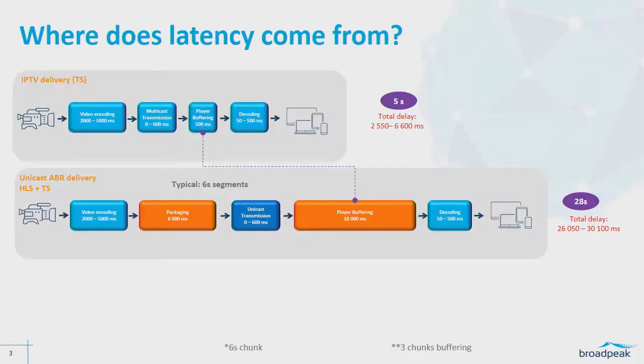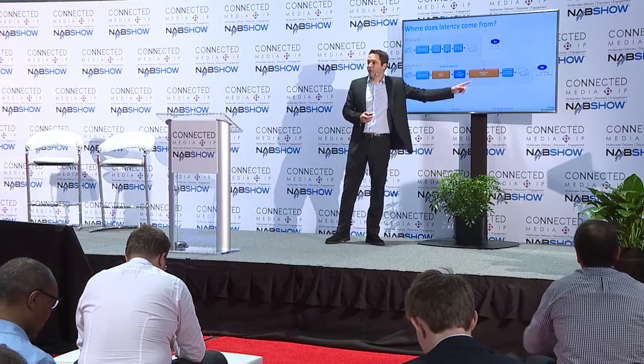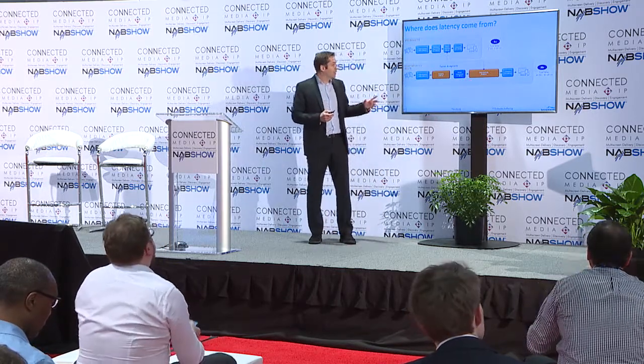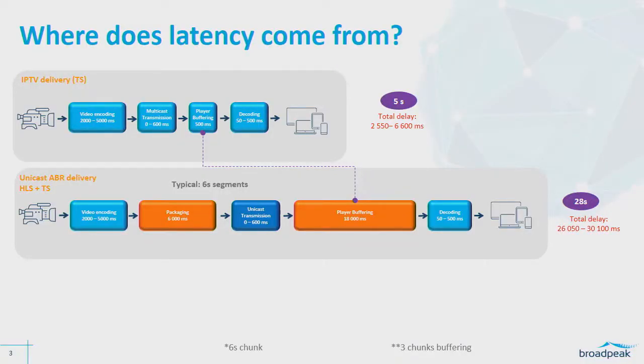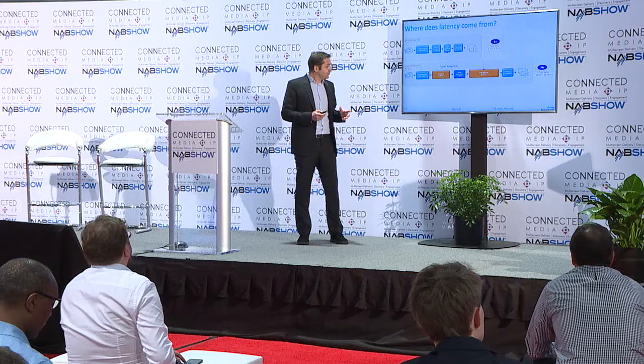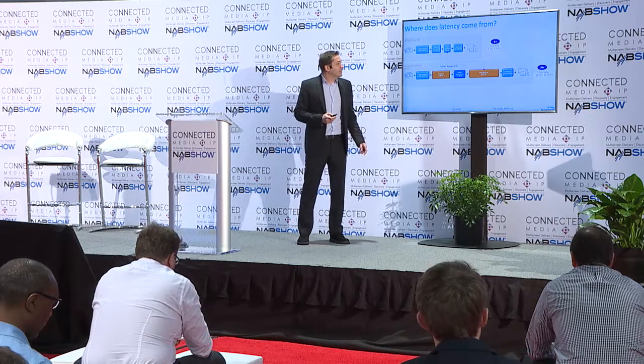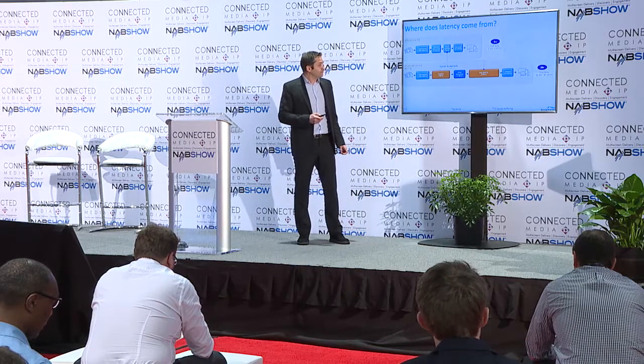Now, what's going on when we're doing streaming, right? Basically, we got two big problems. One problem is the buffering that we have on the streaming players. The other one comes from the segmented nature of adaptive bitrate formats, so what is used for OTT. So I'll get more in details on these 2 points.